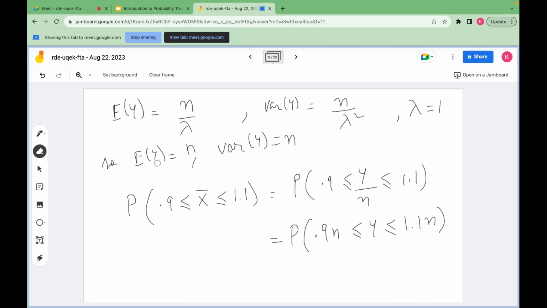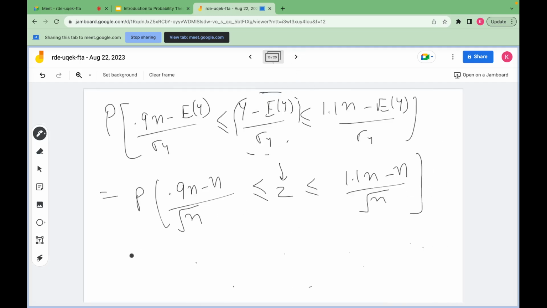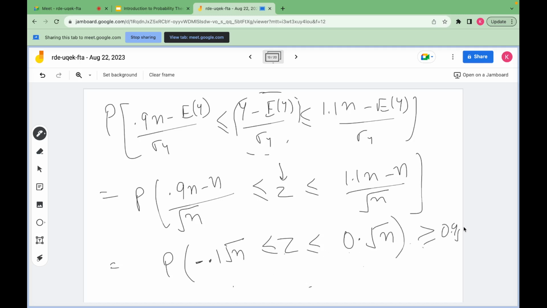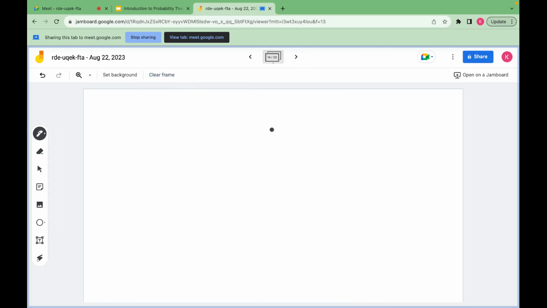So we found that this expectation is n, variance is n. So this sigma is root n. So here this will be probability of minus 0.1 into root n is 0.1 root n. This is the probability. This should be 0.95. So we can move it there.